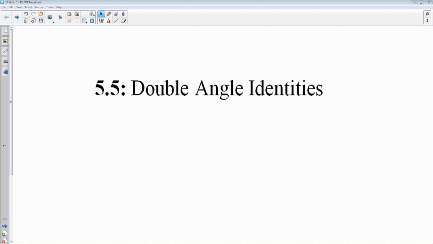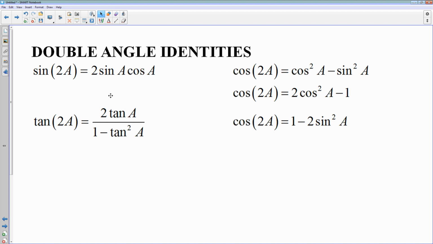All right, double angle identities. We've talked about angle sum. Now there's a double angle identity. And they're called double angle identities because if you look in all of these, you will see that we are doubling all the angles. Pretty appropriately named. 2A, double A, twice A.